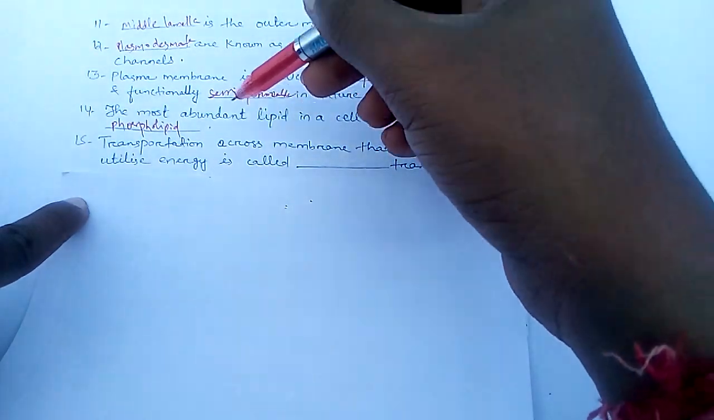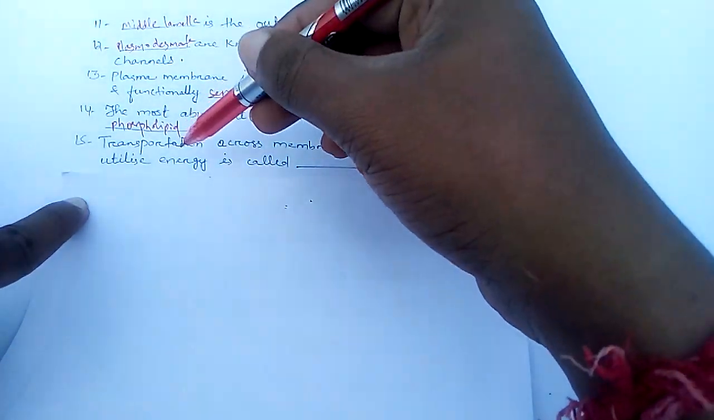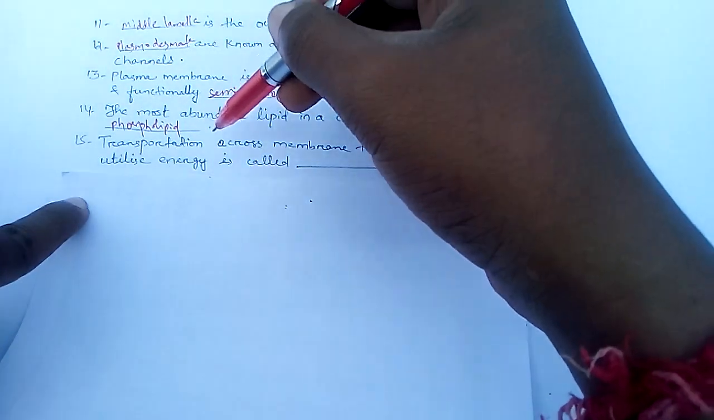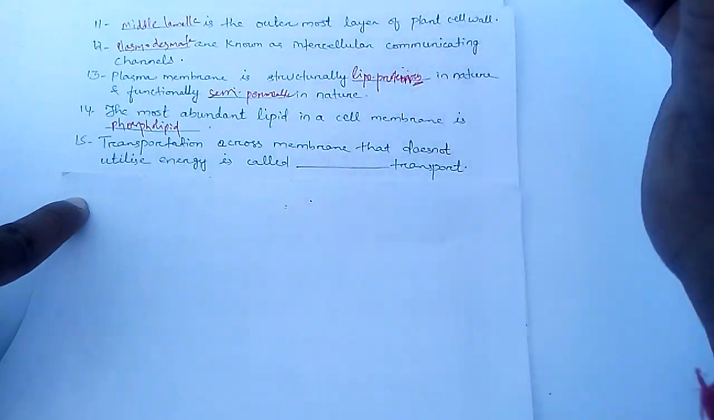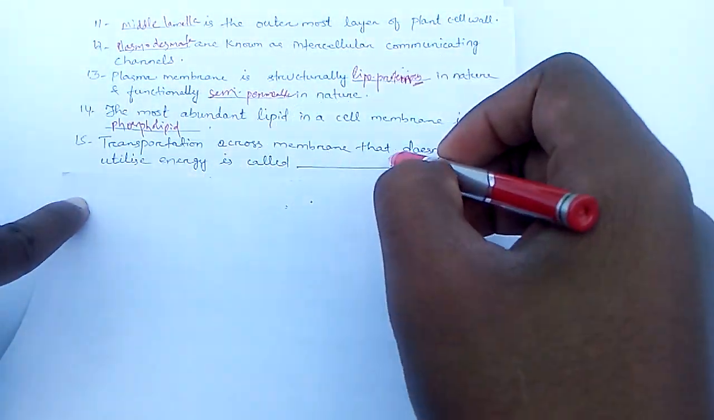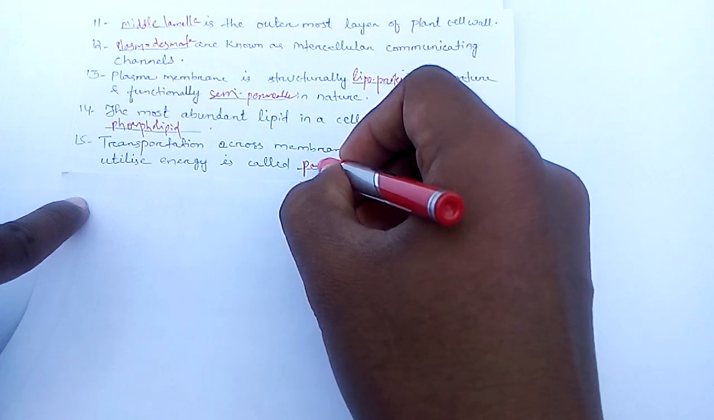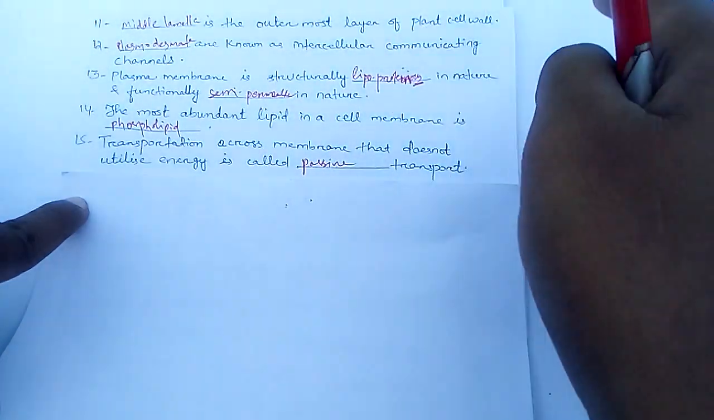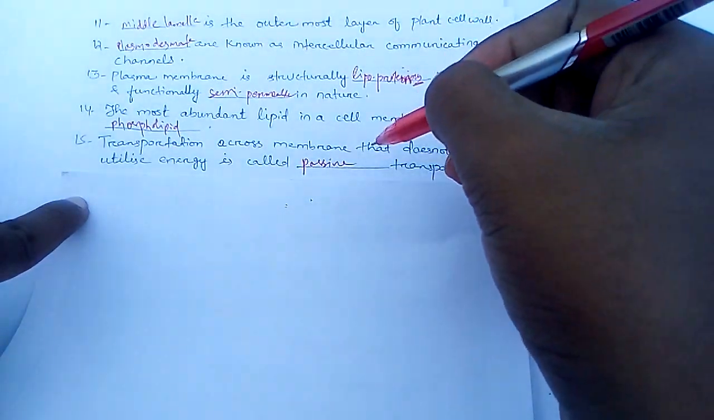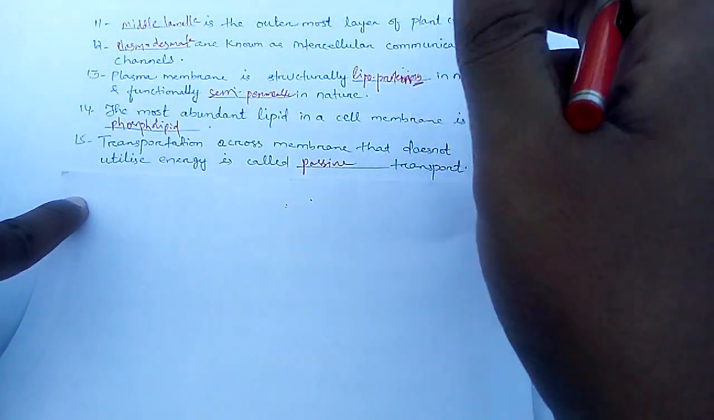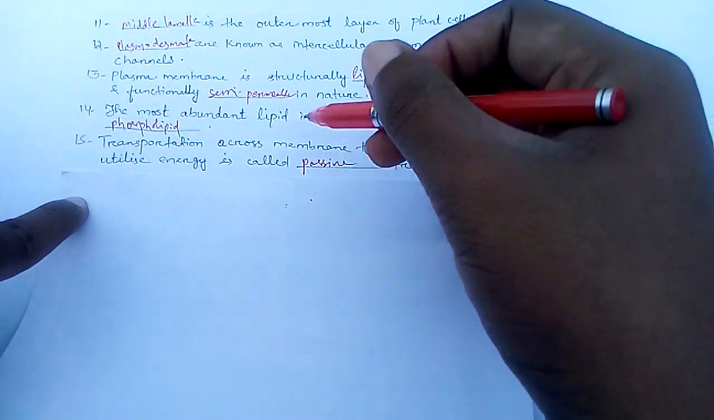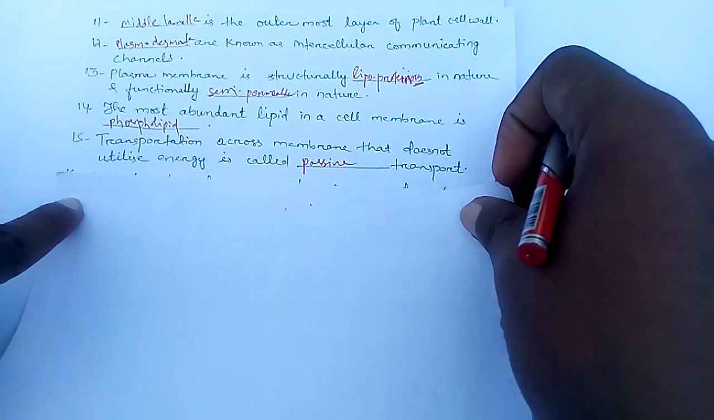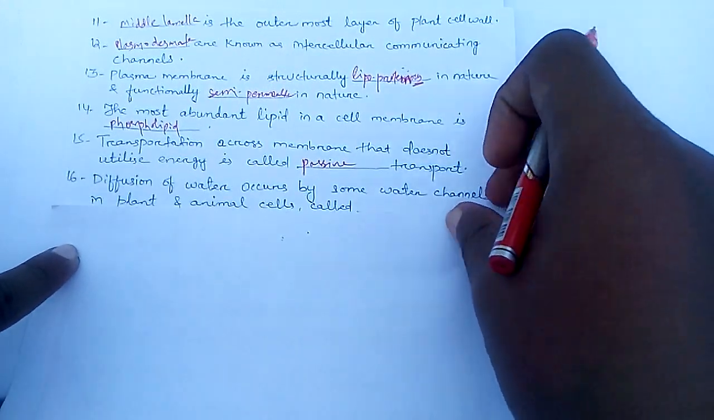Transportation across a membrane that does not utilize energy is called dash. So in which type of transportation is energy not utilized, that is the question. As we know, energy not utilized means it is passive transport, and when energy is required for transportation across the membrane, that is known as active transport. See, active is the word for which energy is required. That's why active transportation requires energy and passive transport does not require energy. So this is the question. Next, move to the next question, question number 16.